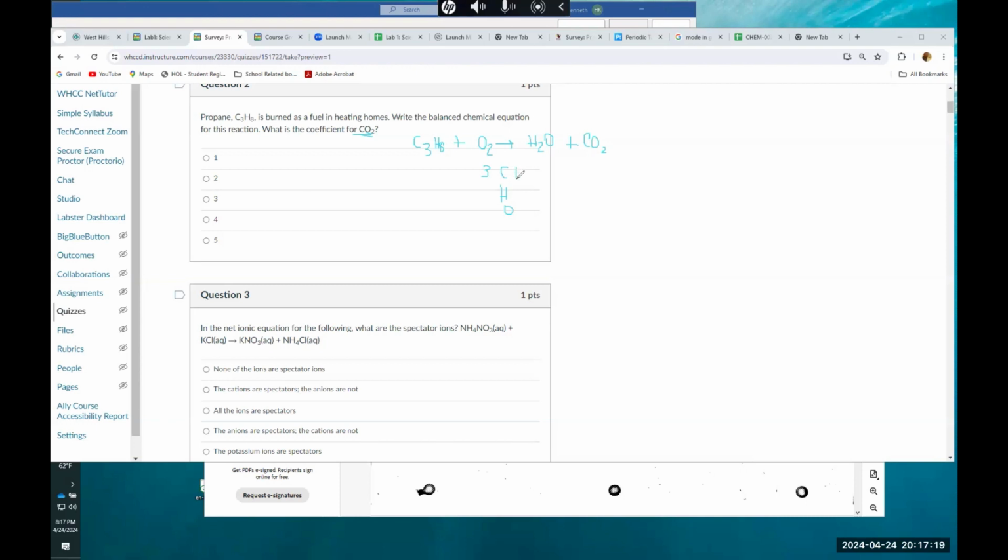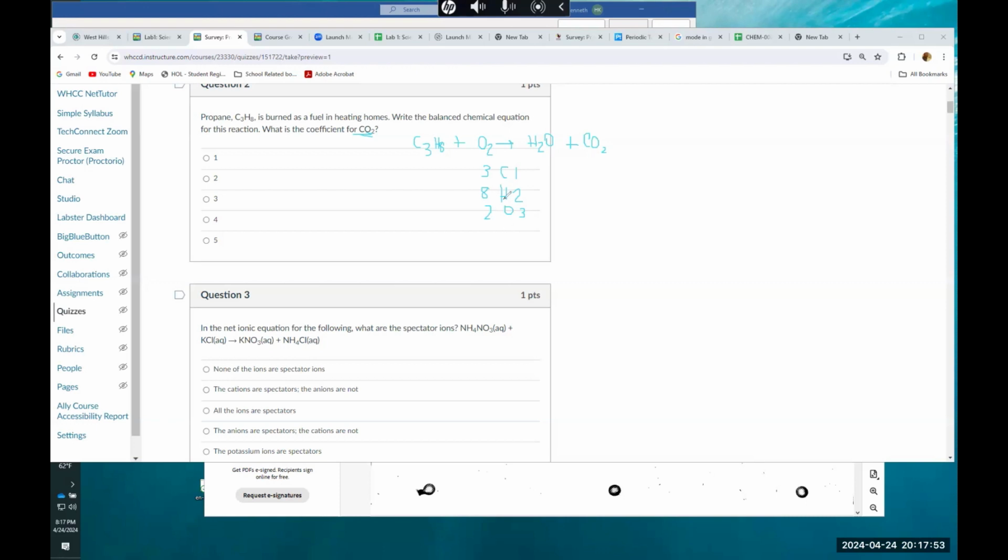1. Okay. How many hydrogens do we have on our reactant side? 8. And on our product side, 2. How many oxygens do I have on my reactant side? 2. And on my product side, 3. Is it balanced? No. Okay, what can I do to balance it?